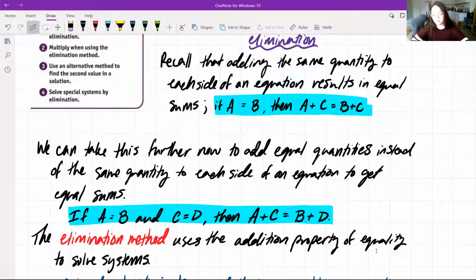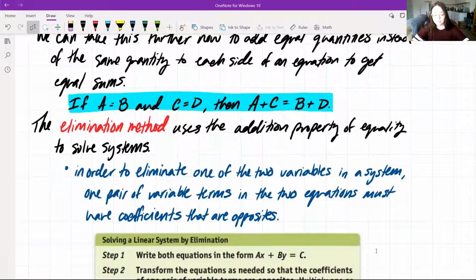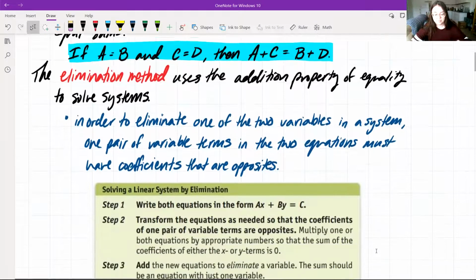The elimination method uses the addition property of equality to solve systems. So in order to eliminate one of the two variables in a system, one pair of variable terms in the two equations must have coefficients that are opposites. So when we say opposites, this just means some positive value and its negative value, or a negative value and its positive value. So 2 and -2, 3 and -3, things of that matter.